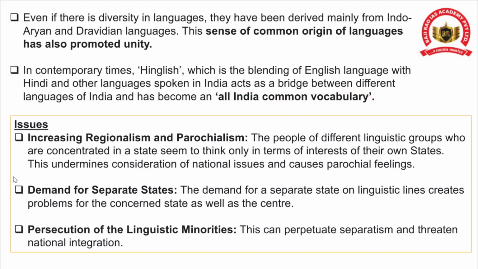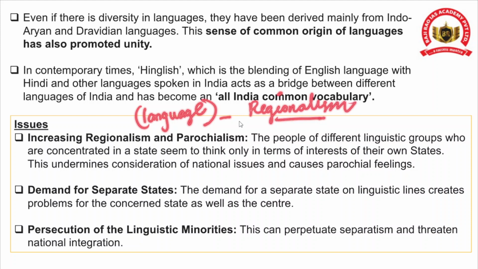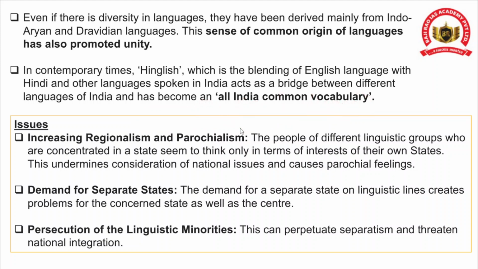So yes, we have understood how linguistic diversity has led to the unity and strengthening of the integrity of the nation. But what are the issues? What are the concerns in this regard? So the first and foremost issue is that the increasing emphasis on language has been further giving impetus to increasing regionalism and parochialism. So increasing regionalism and parochialism is not in the best interest of national unity.